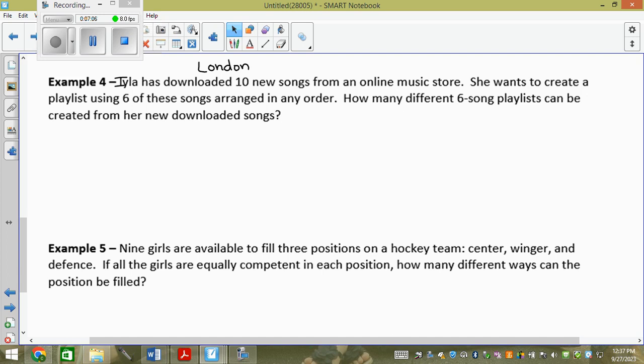Okay. Isla has downloaded 10 new songs from an online music store. She wants to create a playlist. If she wants to create a playlist, does order matter if it's a playlist that's not on random? Yeah. No. Order does matter. It doesn't matter if it's on random. But if it's a playlist, it does matter. You have to go in the order of your playlist. Unless you put it on, what's it called? Shuffle. That's been shuffle for a lot of years, but my brain wasn't coming up with the word.